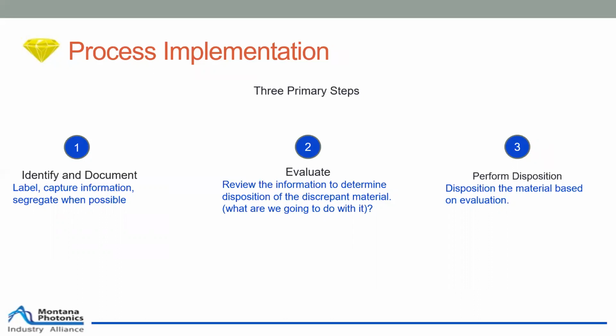So the overview of this process can be broken down into three primary top-level steps. And these steps are probably going to be pretty common to any organization. So we'll talk about these and then we'll go into detail in the following slides. So the first step is to identify and document your discrepant material. The second is to evaluate the information regarding the discrepancy to determine disposition. And finally, to perform the disposition.